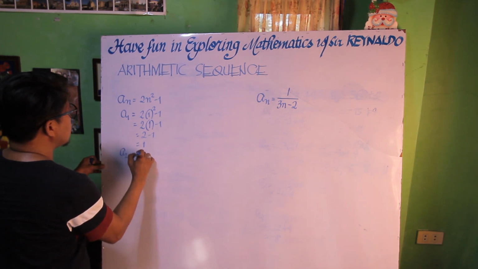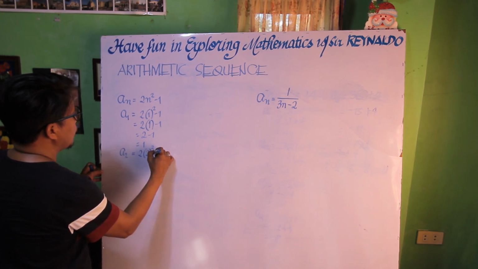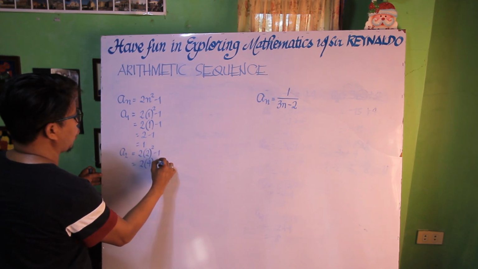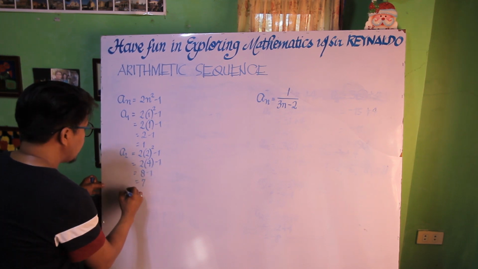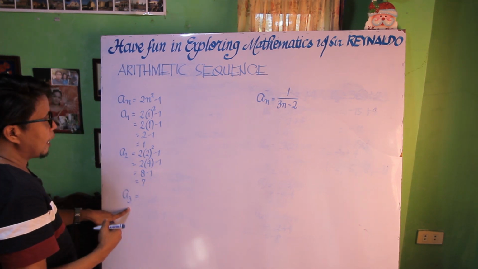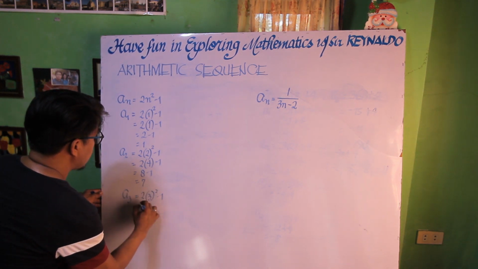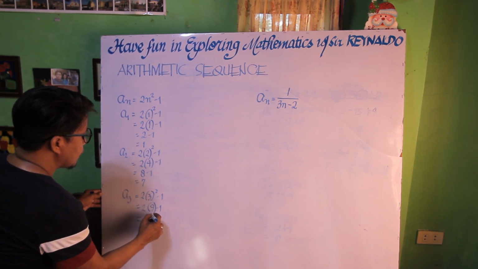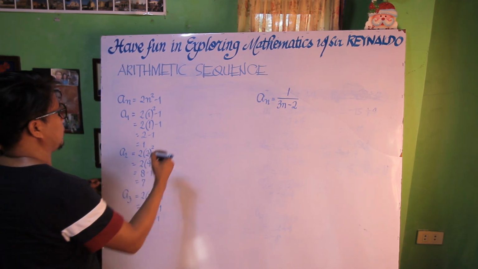A sub 2 is now equal to 2, then substitute the value of n, which is 2 squared minus 1. So we have 2 times 2 squared is equivalent to 4 minus 1. So 2 times 4 is 8 minus 1, and that is equal to 7. A sub 3, then we are going to assign the value of n, which is equal to 3. 2 times 3 squared minus 1. 3 squared is equivalent to 9 minus 1. 2 times 9 is 18 minus 1, therefore we have 17.